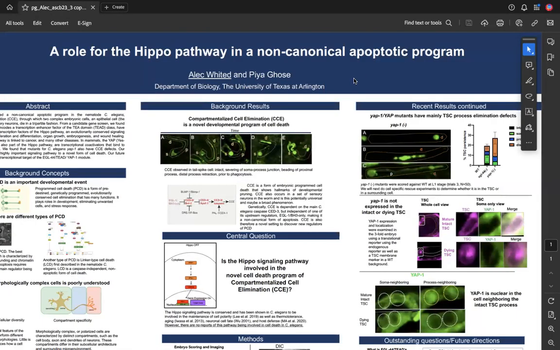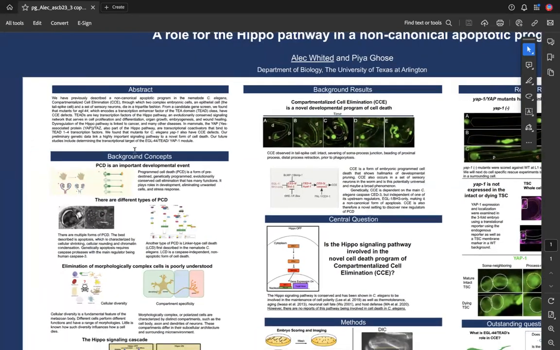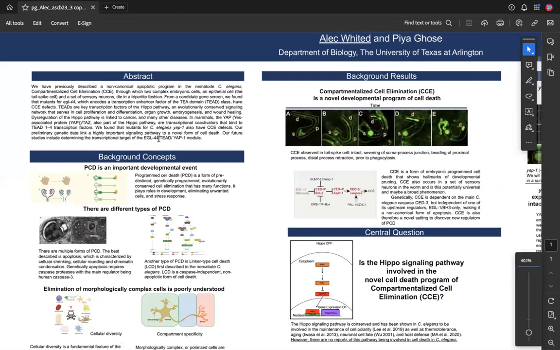I'm a master's student in Dr. Ghosh's lab. My project is exploring a role for the Hippo pathway in a non-canonical apoptotic program. Our lab works on a non-canonical apoptotic program in the nematode C. elegans that we call CCE, or compartmentalized cellular elimination.